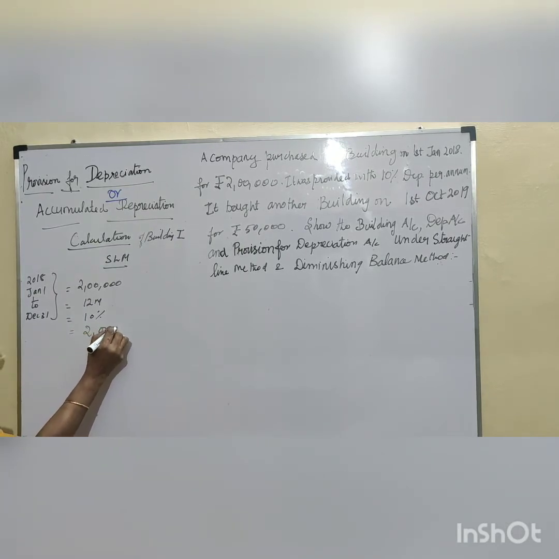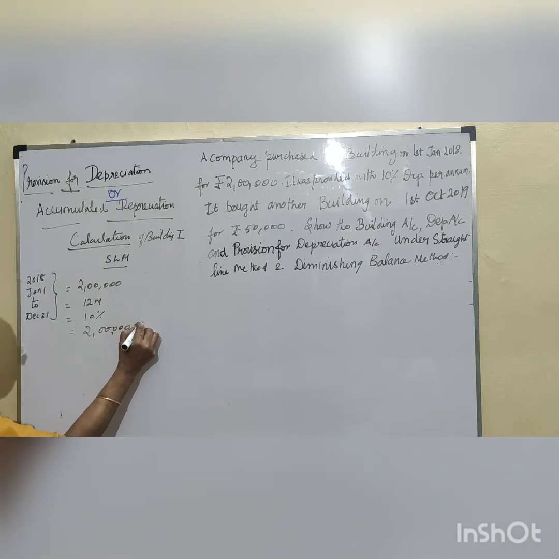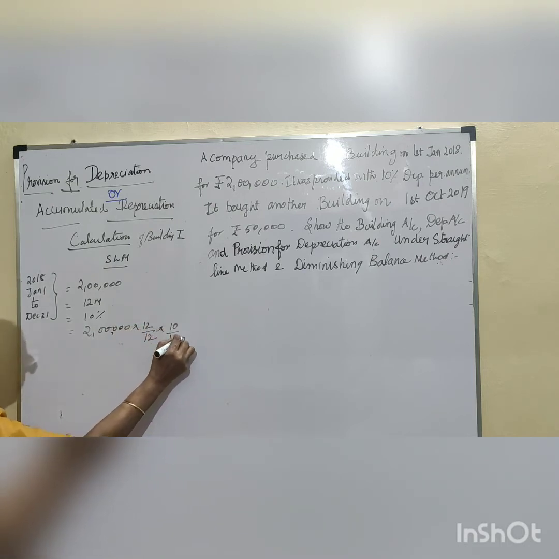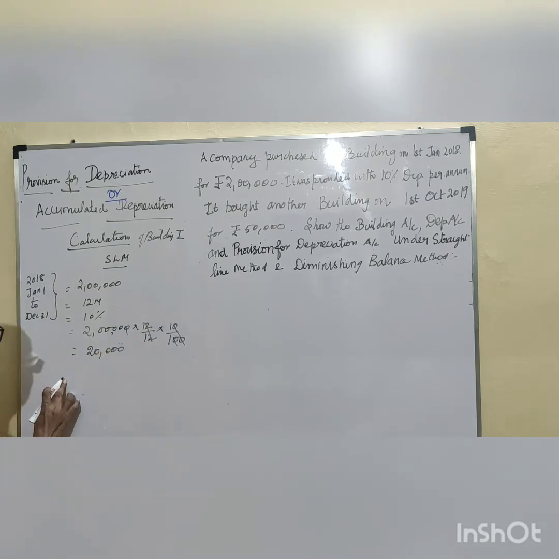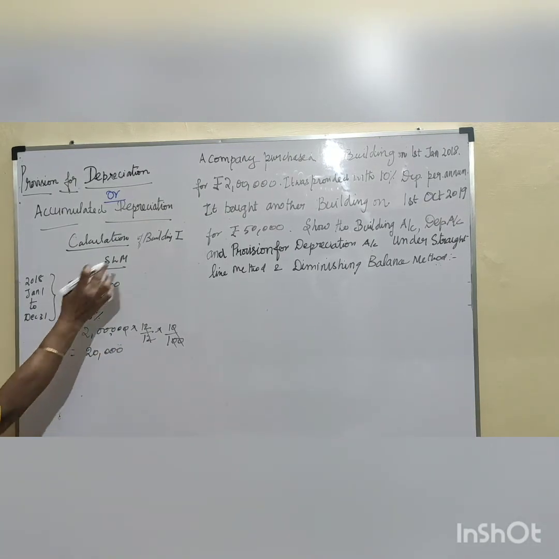2 lakhs into 12 by 12, that is 1, and 10 by 100. The zeros get cancelled, and here 20,000. 20,000 is the first year depreciation for building 1.